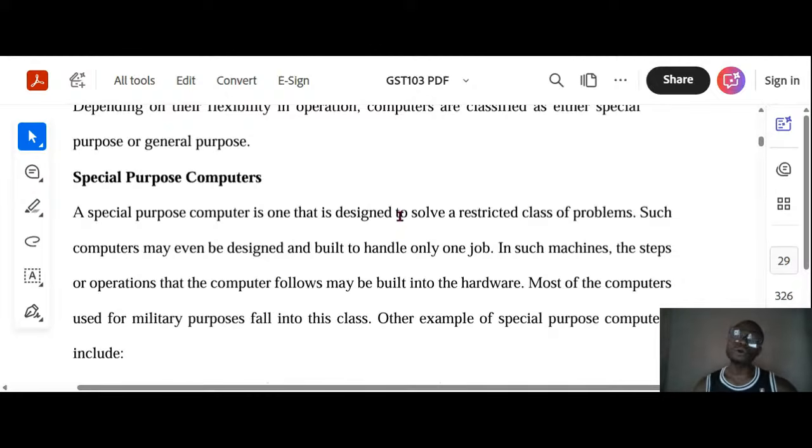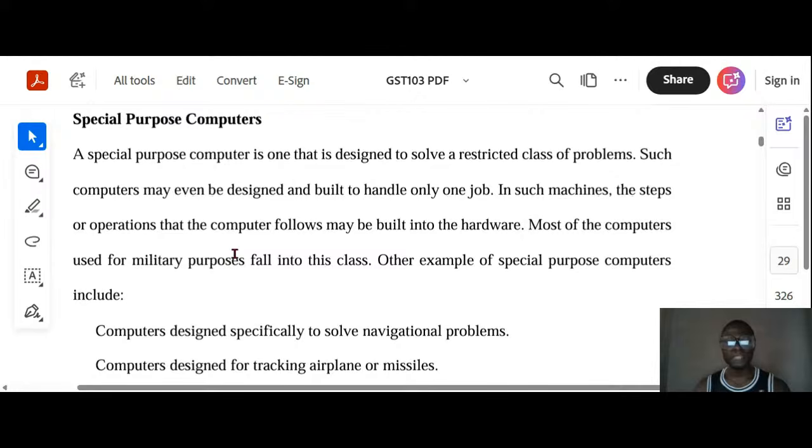Now, a special purpose computer is the one that is designed for a restricted class of problems, and then it's more precise. Most of them solve only one specific problem. They don't solve more than that. So mostly their operations are always built in the hardware.